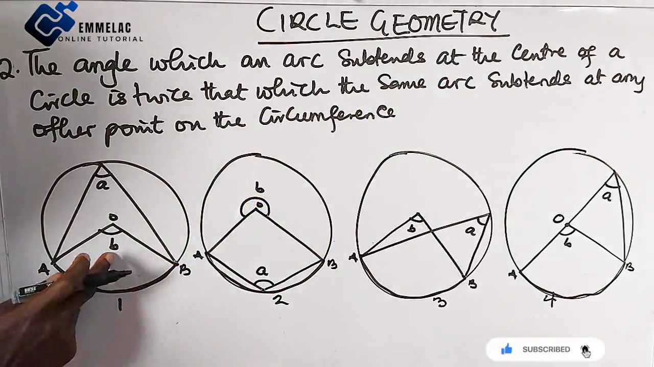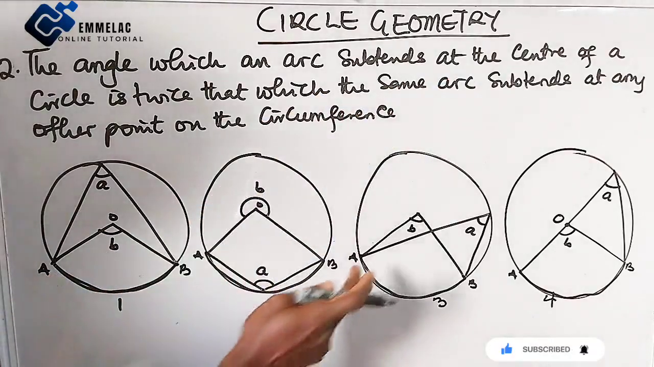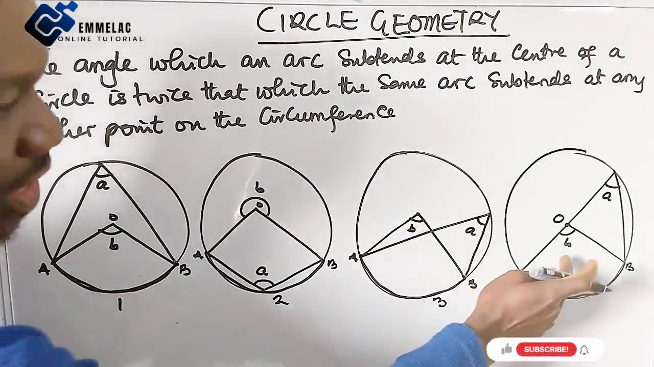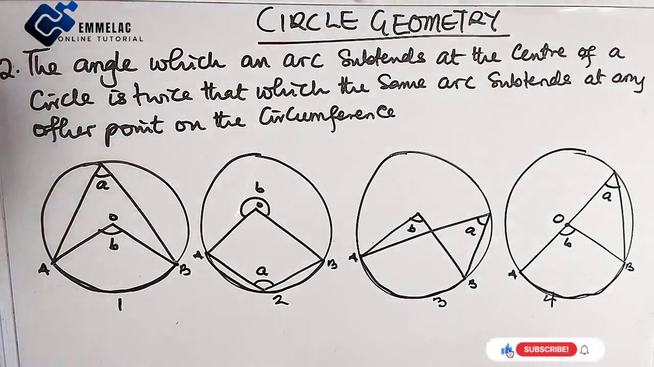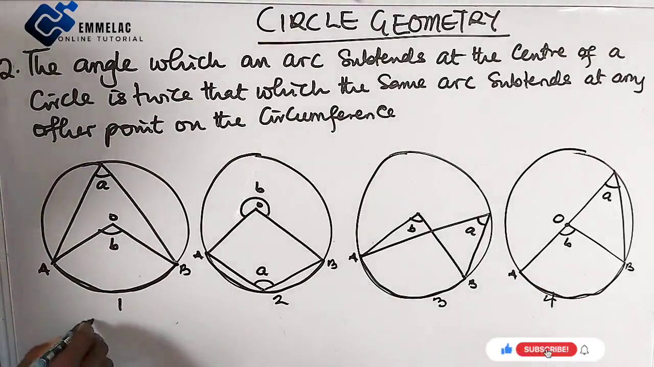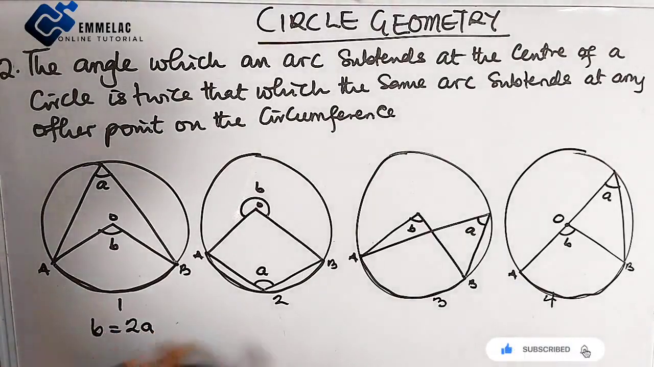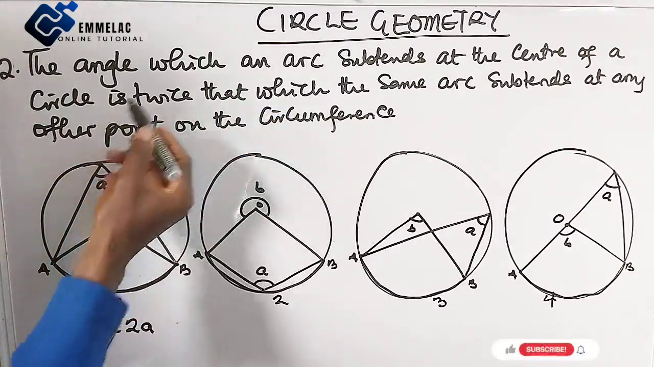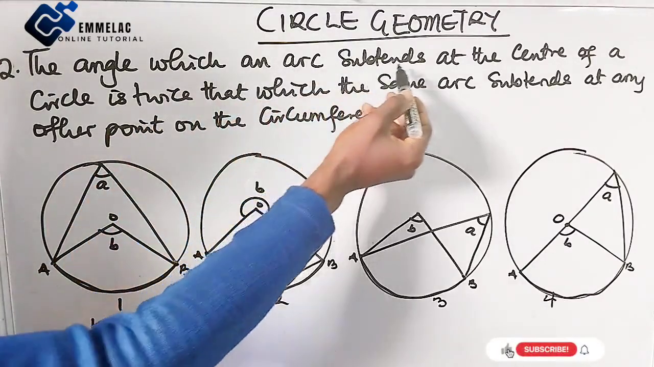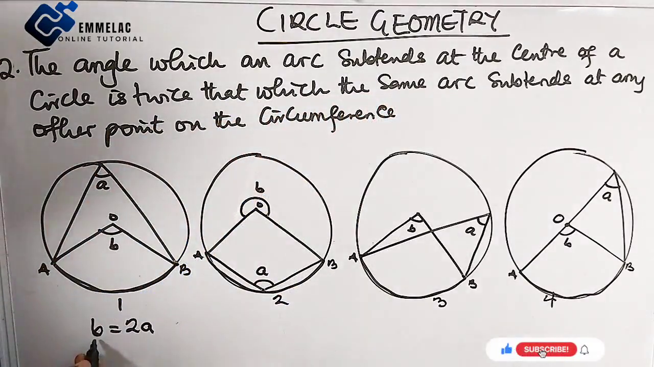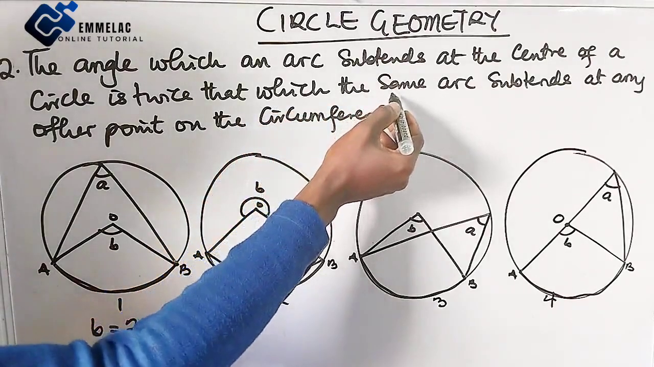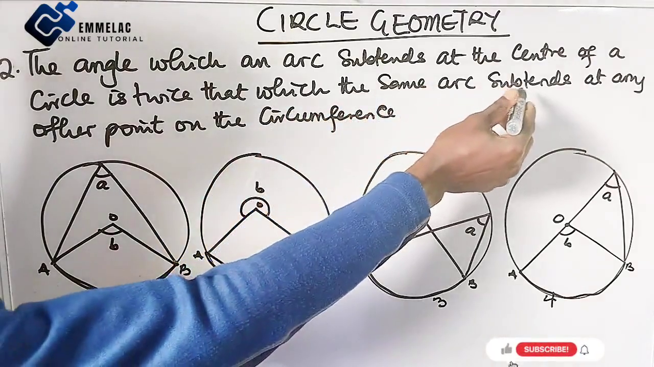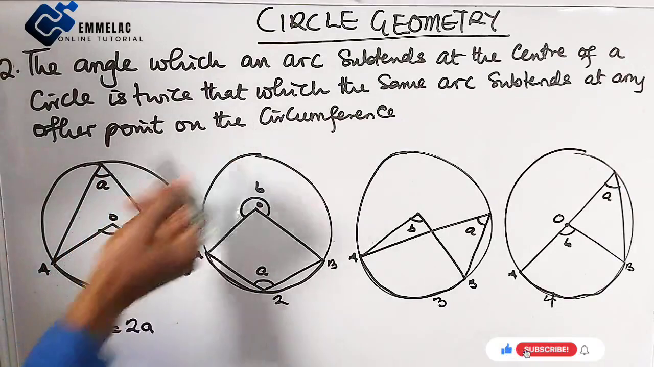Now here B is the center. B here is the center for this arc, and B here is the center for this arc. And what does this imply? It means that B equals 2A for each of these cases. So we are told that the angle which an arc subtends at the center of the circle is equal to twice that which the same arc subtends at any other point on the circumference.